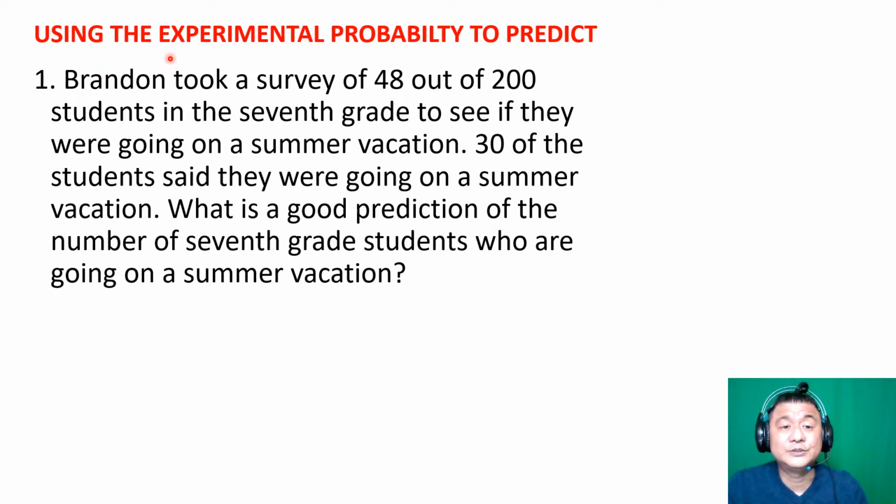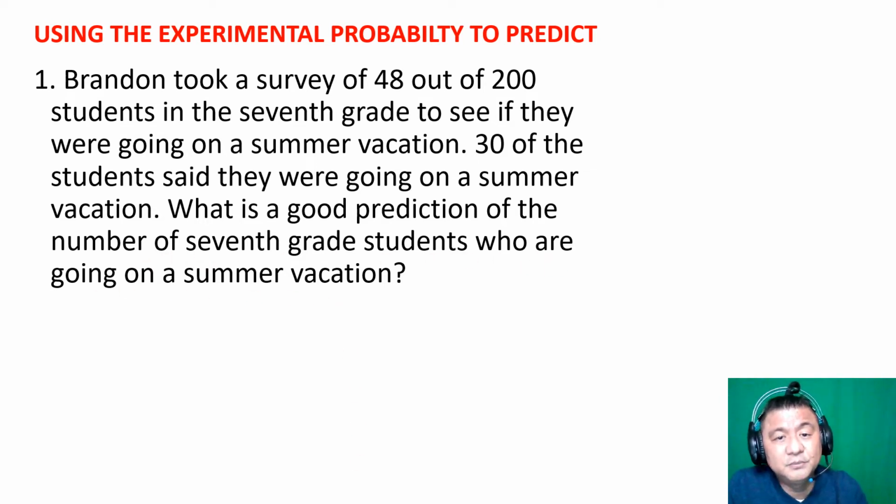Today we're going to use the experimental probability in order to predict. Let's read the problem. Brandon took a survey of 48 out of the 200 students in the 7th grade to see if they were going on a summer vacation. 30 of the students said yes, they're going on a summer vacation. Now, what is a good prediction of the number of 7th grade students who are going on a summer vacation?